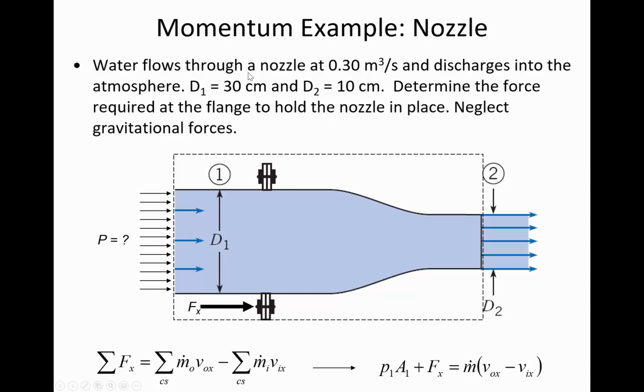So water flows through a nozzle at 0.3 cubic meters per second and discharges into the atmosphere. And we know both of the diameters. So even if you're a little fuzzy on exactly what to do next, if you're given the diameter for a circular pipe, odds are you're going to need the cross-sectional area. So it's a great idea to just calculate that at the top. And if you're given a volumetric flow rate of 0.3 cubic meters per second, you know it's water, you might as well calculate the mass flow rate from that, because that's what these formulas use, is m dot, and you were given the flow rate on a volumetric basis.